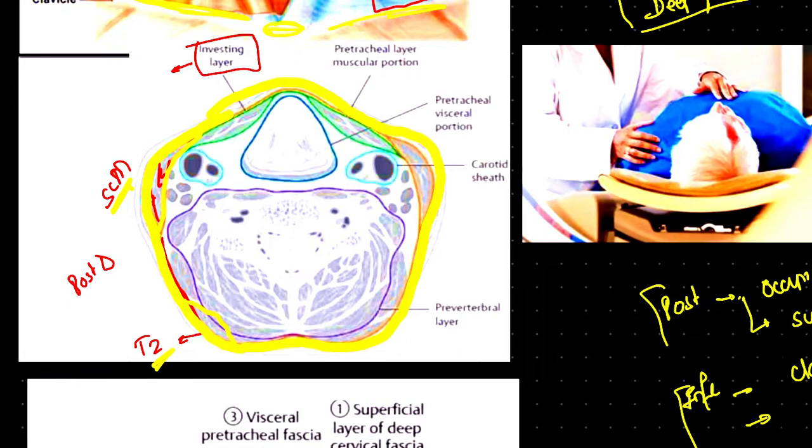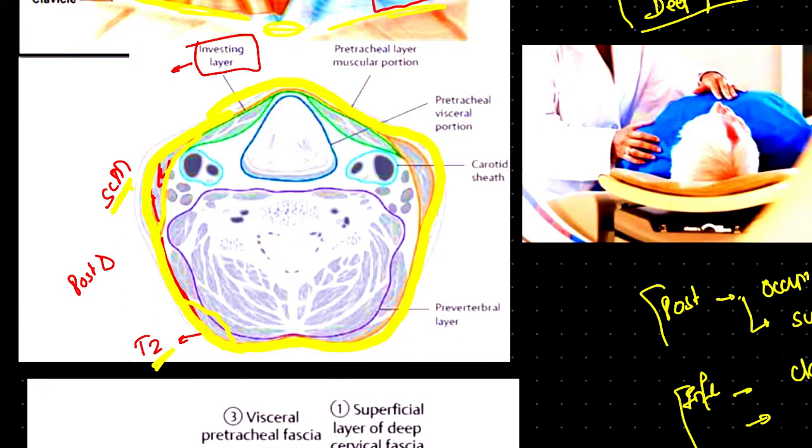What we will see is the pre-tracheal fascia. Now, pre-tracheal fascia, what is this? This is our trachea, right? And here you will see the lobes of the thyroid gland. In the middle is the isthmus, right? Now here, what is this? This is our esophagus. This is our trachea. This is our thyroid, right?